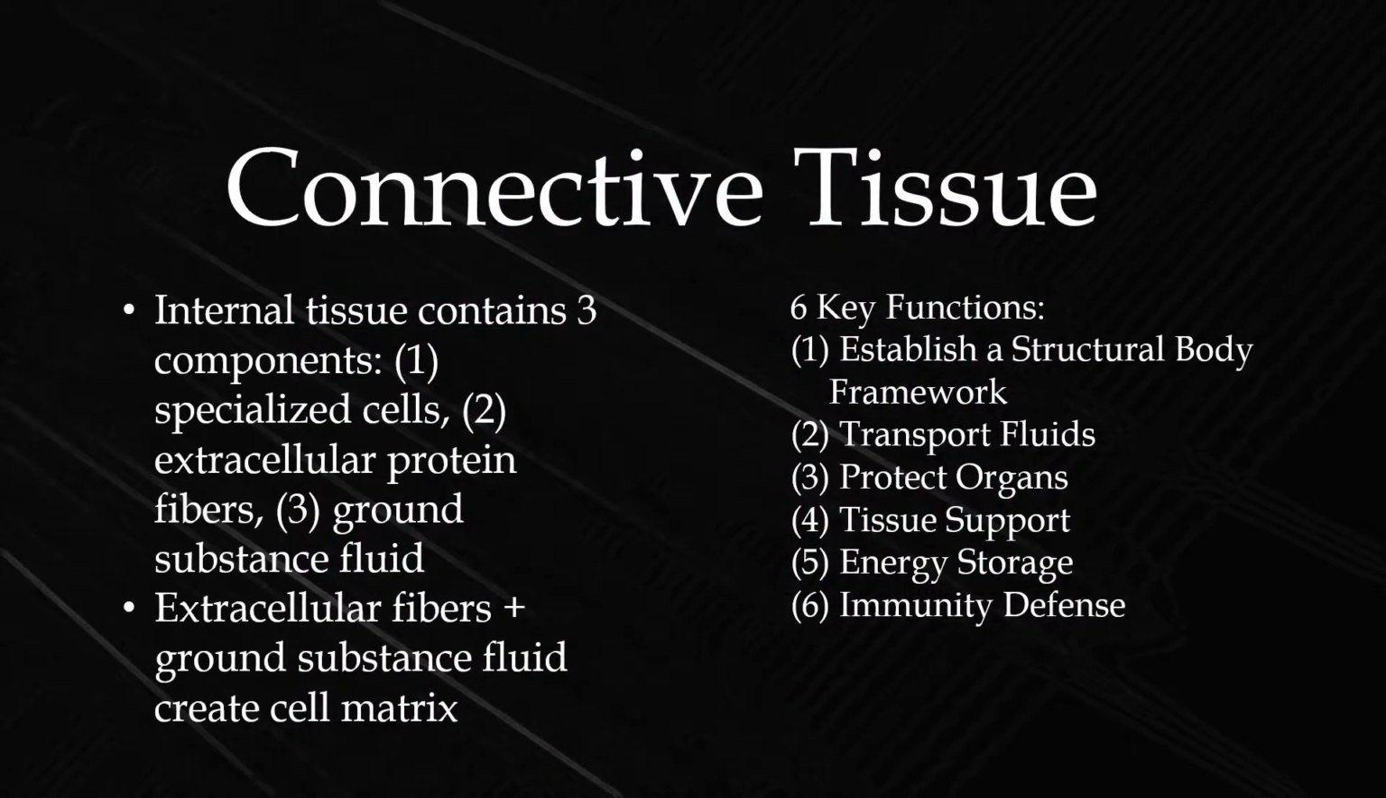Connective tissue. The internal tissue contains 3 components. 1. Specialized cells. 2. Extracellular protein fibers. And 3. Ground substance fluids. Extracellular fibers and ground substance fluid create the cell matrix.